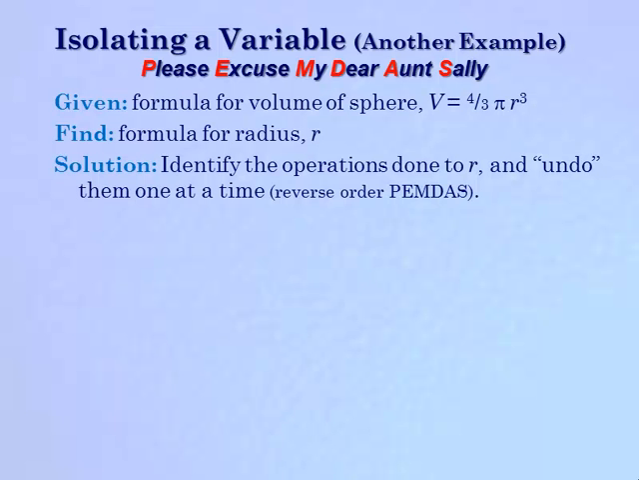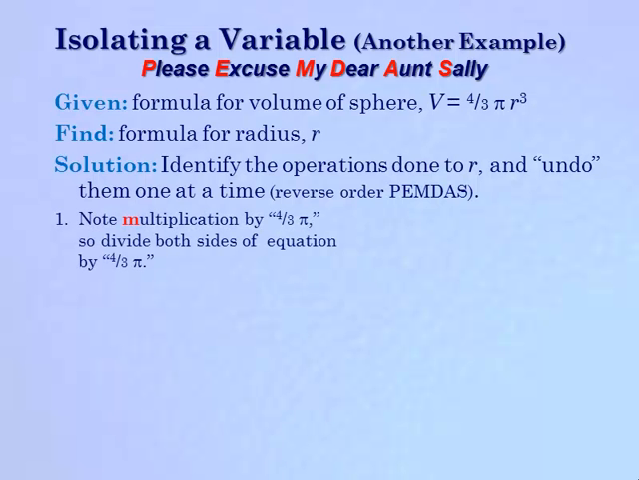The solution is to identify all the operations done to r and undo them one at a time. Alright, so we've noticed that it's multiplied by 4/3 pi, so to undo that, we'll divide both sides by 4/3 pi. So we know when we divide 4/3 pi by 4/3 pi, it turns into 1, so we'll end up with r cubed on its own.